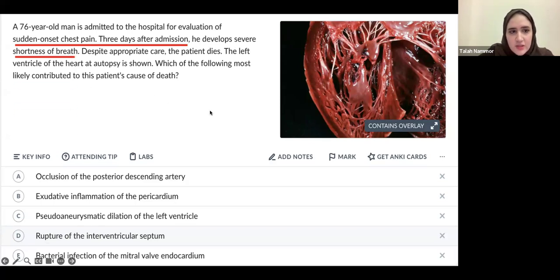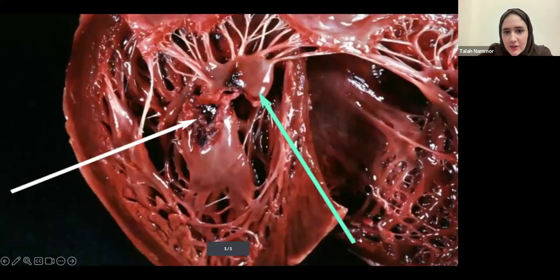So let's look at the image. He has shortness of breath, he has sudden onset chest pain, and only 3 days after being admitted for an MI. And then you can see in here, I think I have the image right here. You can see in here, what is this, guys?